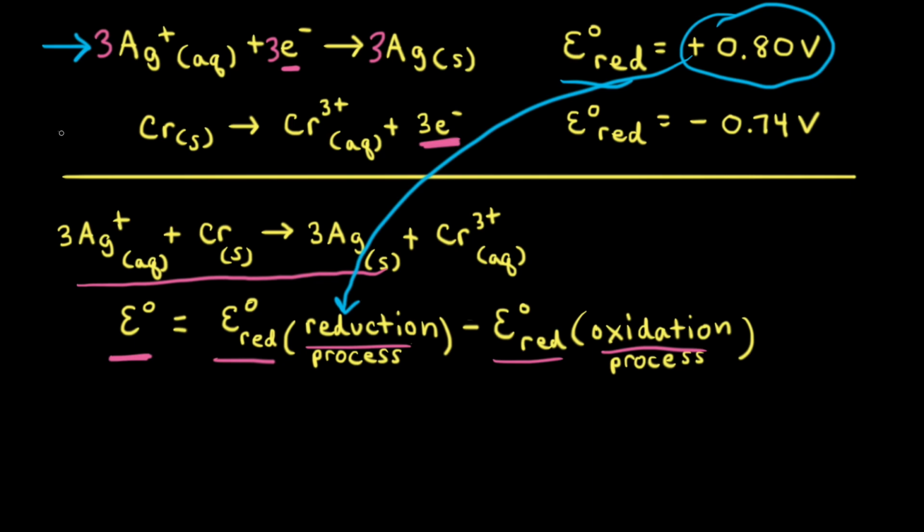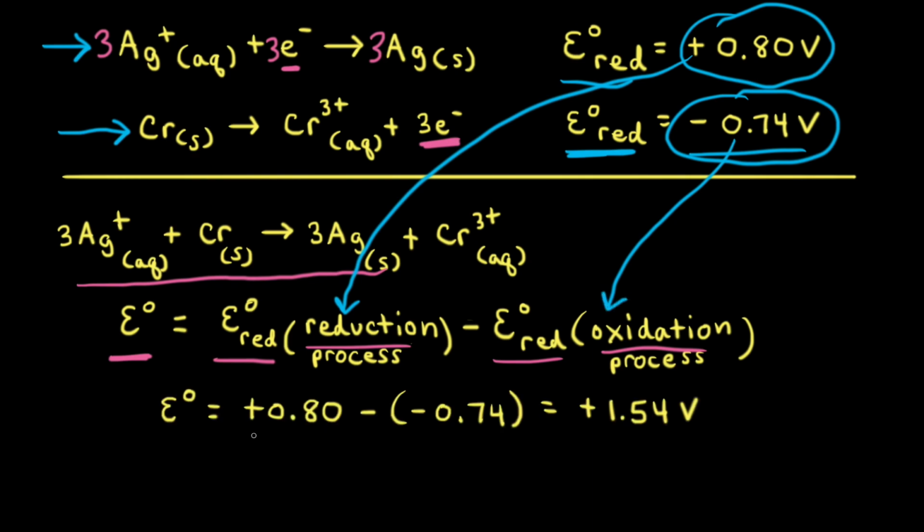And for our oxidation half reaction, the standard reduction potential, if you remember from the standard reduction potential table, is equal to negative 0.74 volts. So that would get plugged into our equation for the oxidation process. And when we plug in our voltages, we get the same answer that we got before. So the standard potential for our reaction is equal to positive 1.54 volts at 25 degrees Celsius.